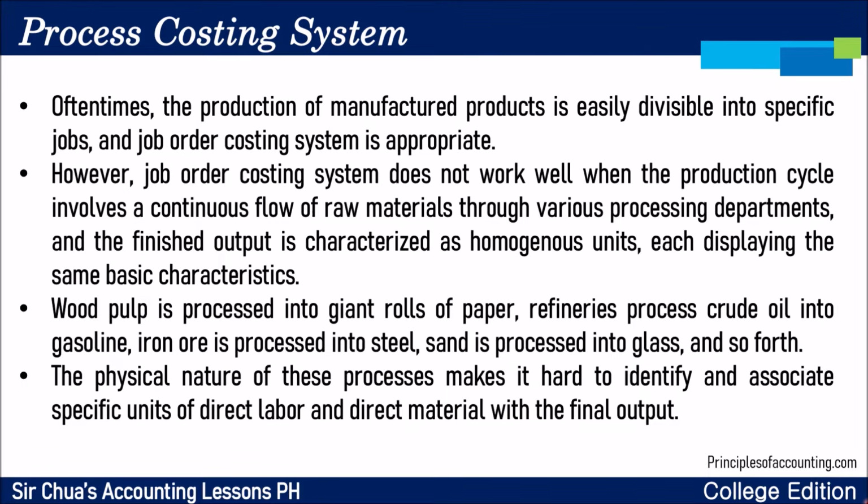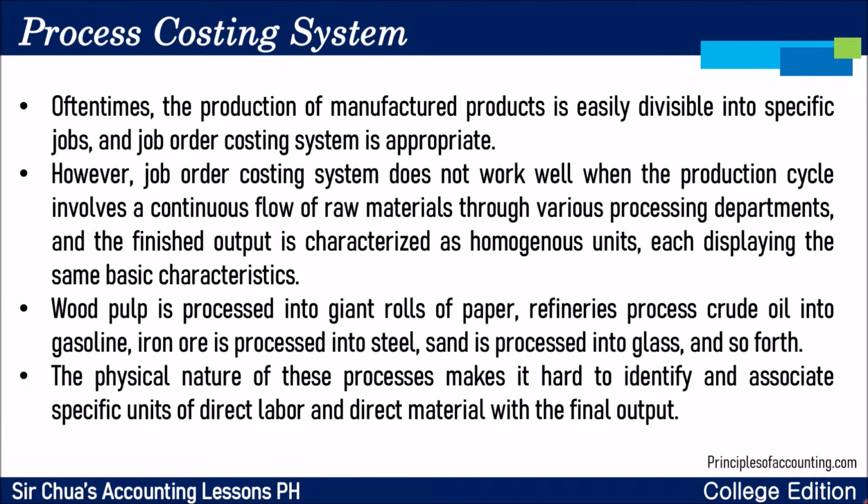Oftentimes, the production of manufactured products is easily divisible into specific jobs. So, meron po tayong mga unique orders or batches. That's why, ang ginagamit po natin for those kinds of orders or production process ay job order costing system. Yun nga lang po, meron pong mga production processes or manufacturing companies na ang kanilang mga binibentang produkto ay homogeneous, halos pare-pareho. Kung di man halos pare-pareho, talagang pare-pareho at maramihan ang gawa.